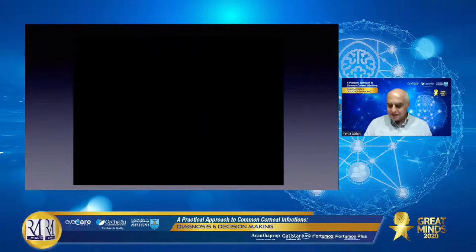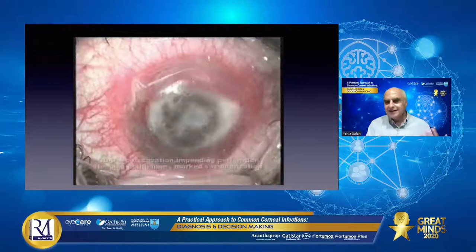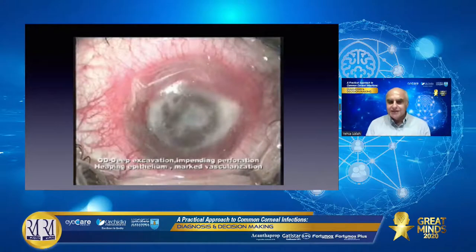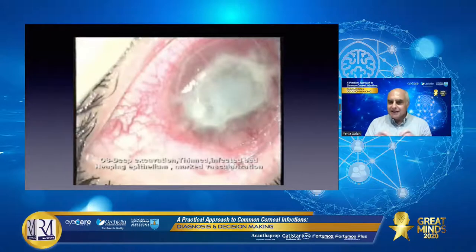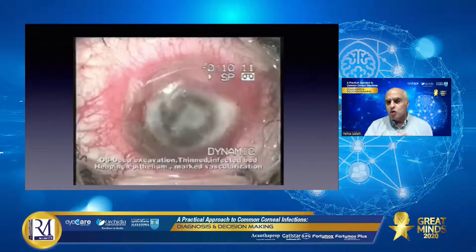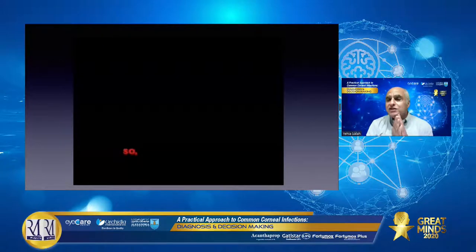2 or 3 months later with severe photophobia, vision hand motion. She is completely miserable. It's a bilateral corneal infection. She presented with this appearance. This is her right eye. There is still melting, some infiltration, vascularization and heaping of the epithelium. The cornea is almost melted. So what to do?